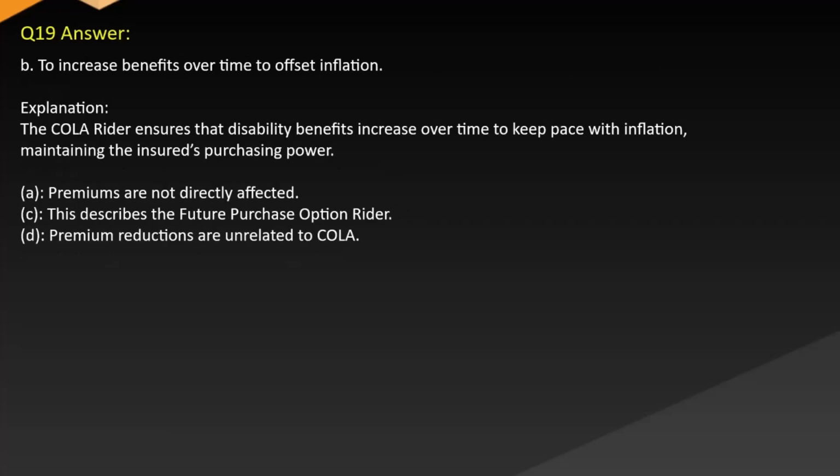Answer B. To increase benefits over time to offset inflation. Explanation: the COLA rider ensures that disability benefits increase over time to keep pace with inflation, maintaining the insured's purchasing power. A. Premiums are not directly affected. C. This describes the future purchase option rider. D. Premium reductions are unrelated to COLA.